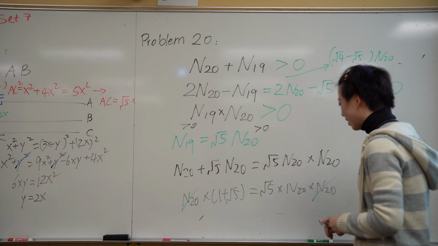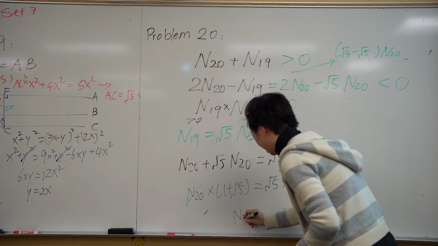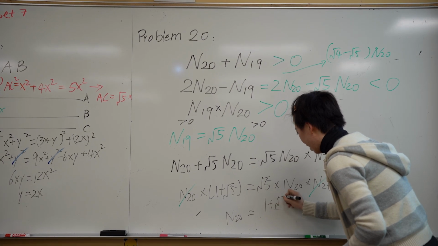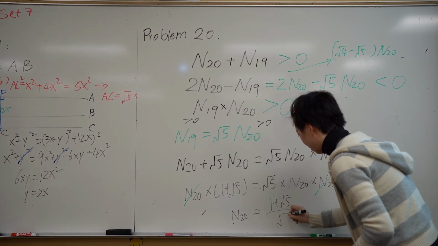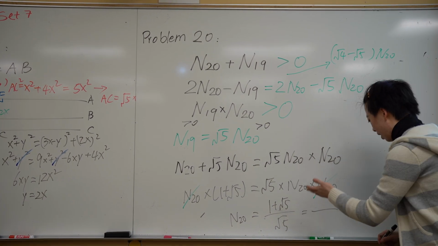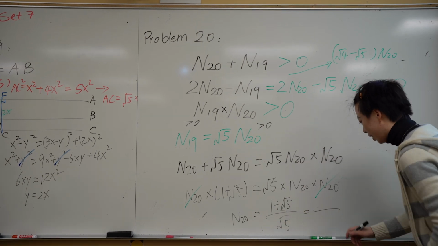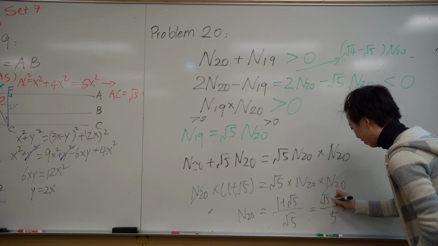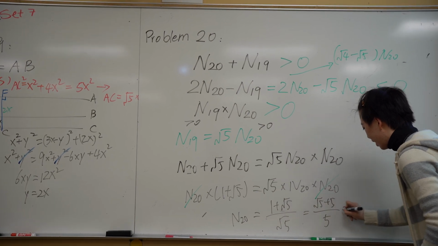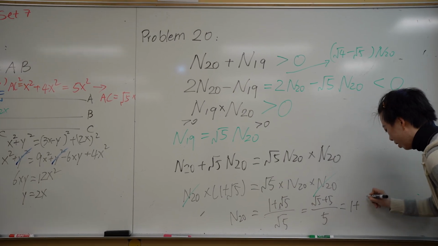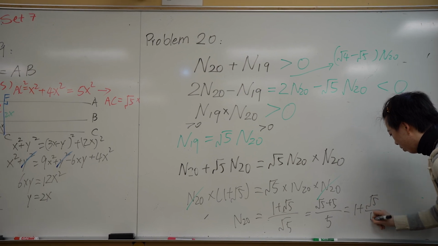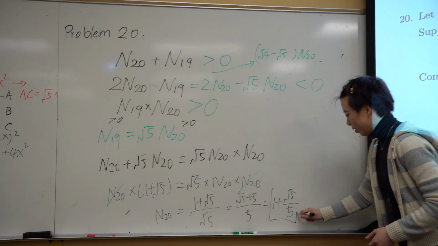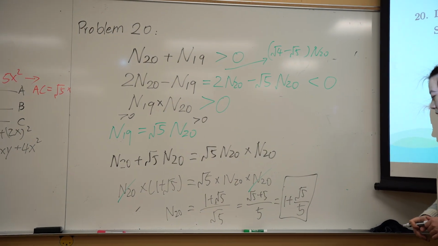And what we can do next is we can solve n20 here as 1 plus square root of 5 divided by square root of 5. And if we rationalize our denominator here, we will have 5, and then the numerator will be square root of 5 plus 5. And then this is also equal to 1 plus square root of 5 over 5. Finally, we solved our n20 as 1 plus square root of 5 over 5.